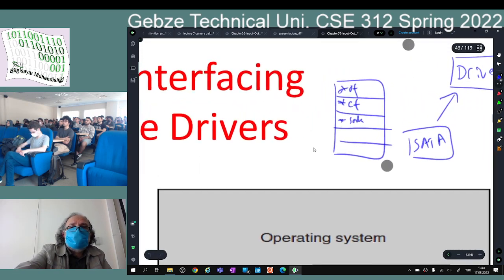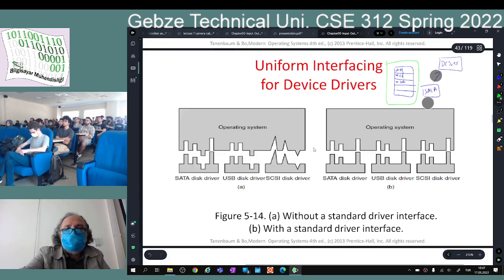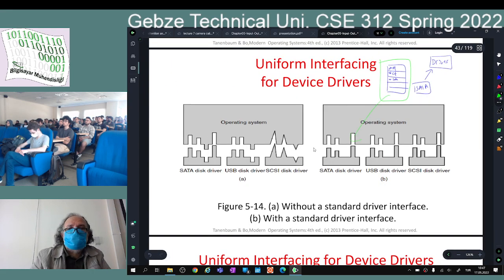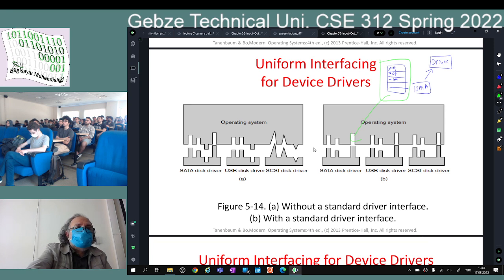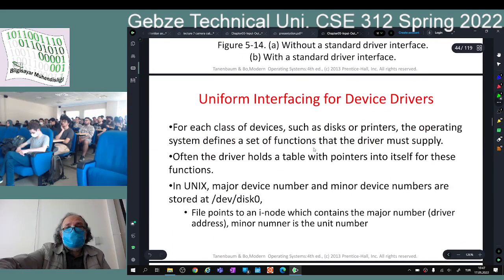If your table is always the same type, then you are using this structure, uniform interfacing. If your table structure changes from driver to driver for the operating system, then you are not using a standard driver interface. That's the meaning of these slides. Okay, so let's move on.